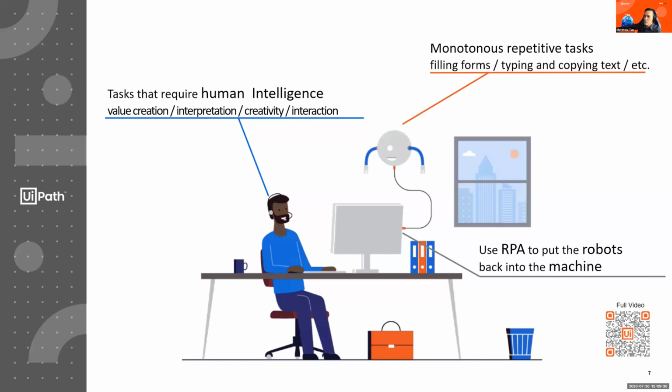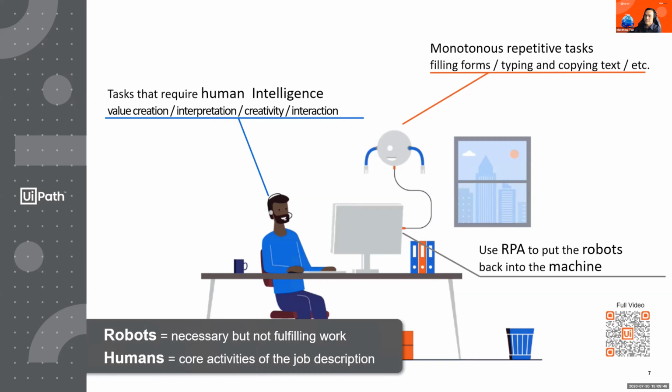And leave all the filling forms, typing, copy and paste to the robots. And that's why I was saying we create robots so that humans do not have to be robots, because we're putting the robot back into the machine to help you with a lot of your day-to-day repetitive things.